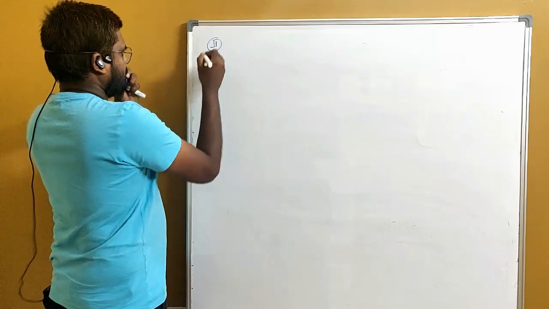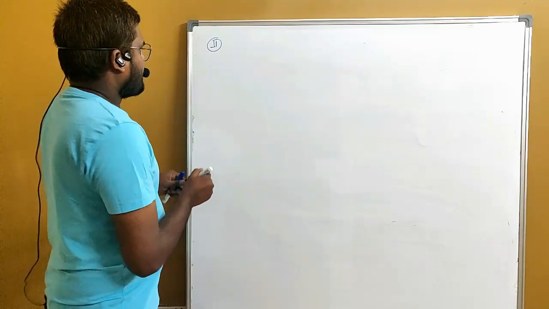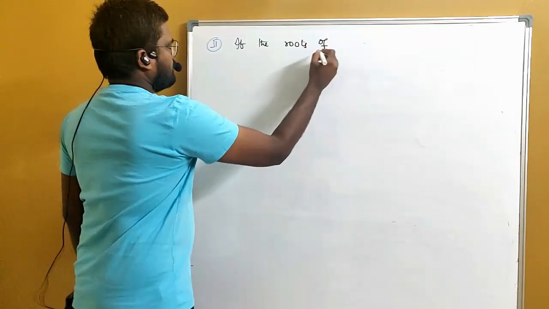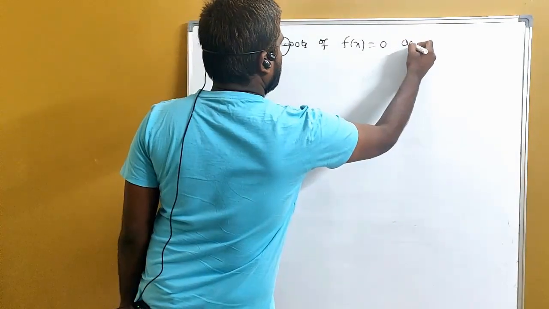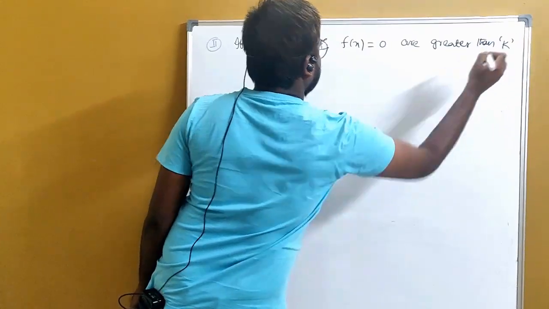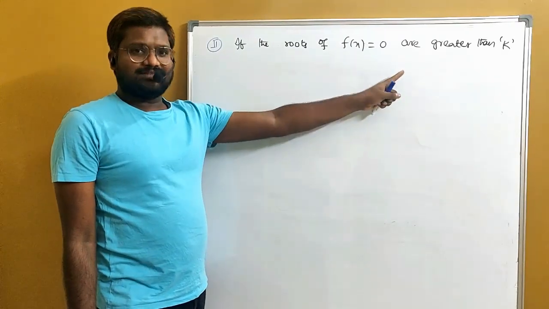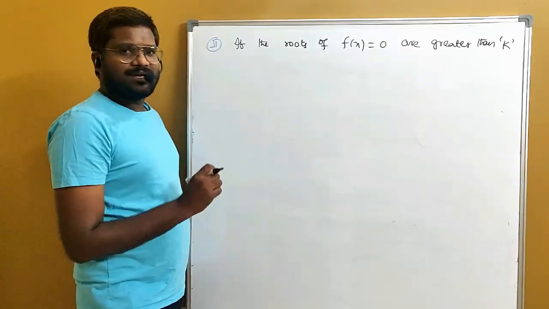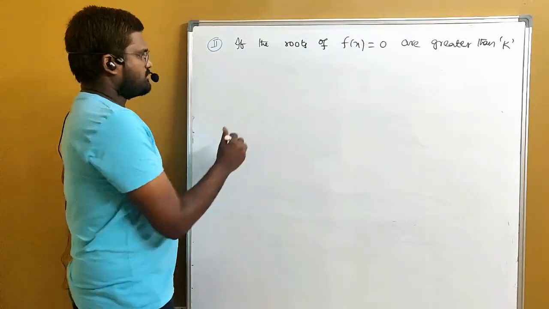Now, second case. Case 2 is if the roots of f of x equals 0 are greater than number k. In the previous case, we took roots of f of x equals 0 are less than k. In this case, I am considering roots of f of x equals 0 are greater than k. Again, it's the same thing. Draw the diagram and try to get the restrictions.